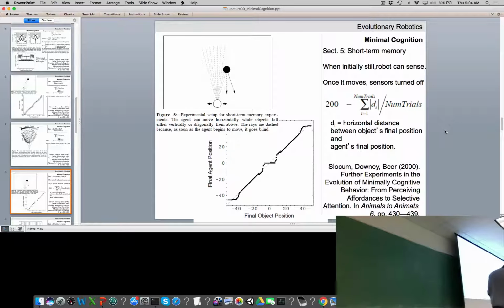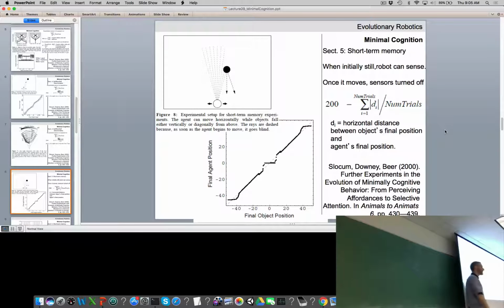And I don't know why it's 200. This must be some sort of normalization thing. But it's 200 minus, which tells us that we're trying to minimize theta sub I, right? So the best thing this robot can possibly do is get all of its d sub i's equal to 0, right? Be where the object is when it hits the ground. Okay, make sense?